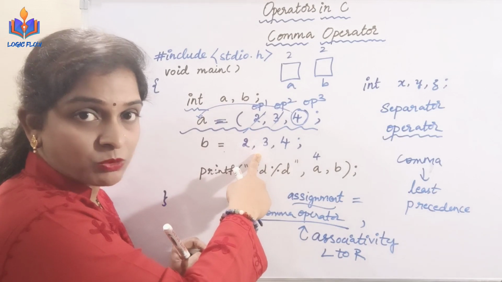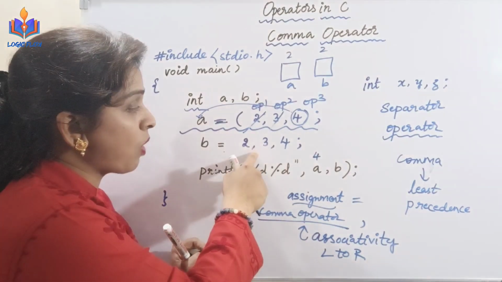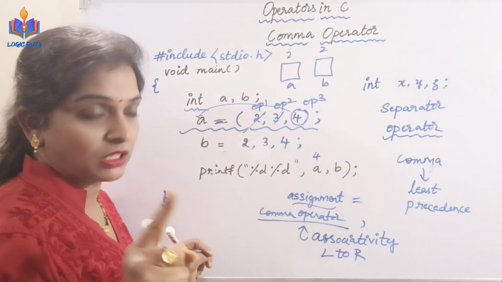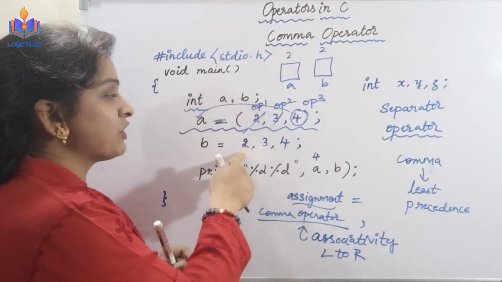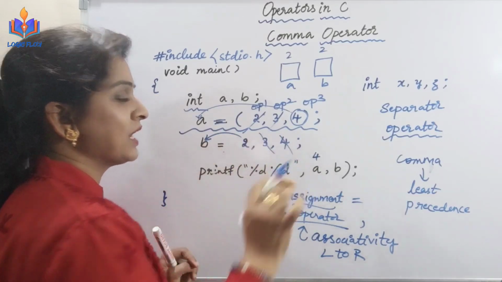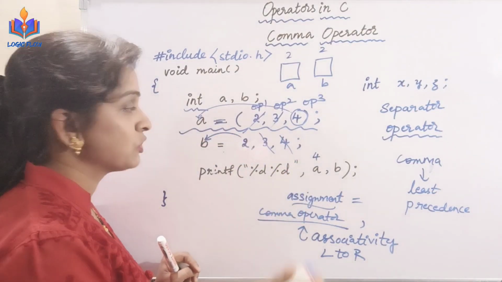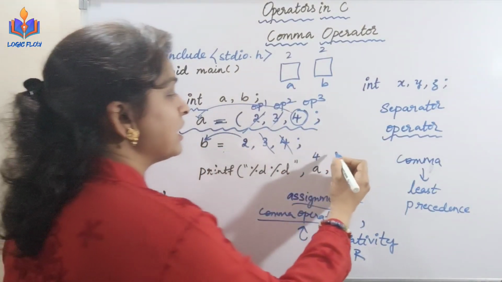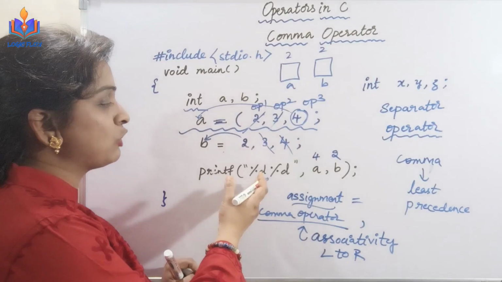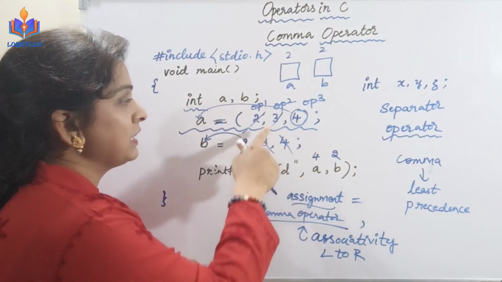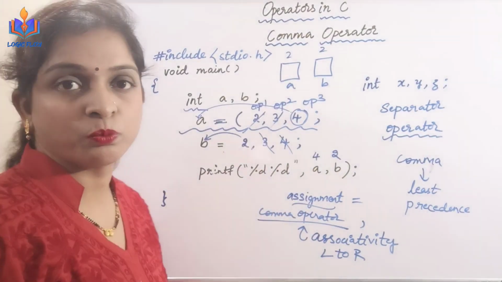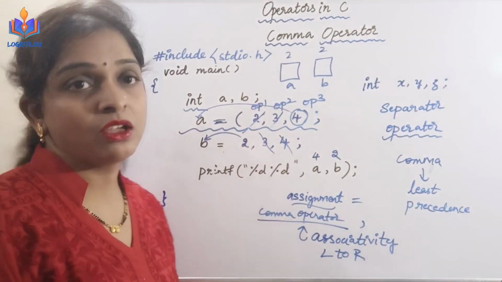So then what the compiler will do, as the comma has least priority, equal to gets executed first. It will take this first value and simply assign it to this variable B, and 3, 4 gets discarded. So here what will be the value stored in B? It is 2. So when I print the value of these 2 variables A and B, A will get the value 4, B will get the value 2. So this is what happens with the comma operator.